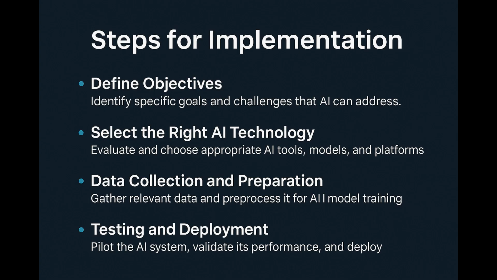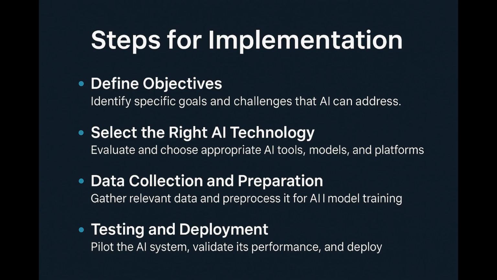Step 2. Model selection and training. After you have the data, the next step is to choose the right AI model and train it using that data. Whether it's a machine learning model for predictive maintenance or a deep learning model for visual inspection, the key is ensuring it can learn effectively from the data. Step 3. System integration. Once the model is trained, it needs to be integrated into your existing automation systems like PLCs, SCADA, or MES. This is where AI makes its impact by enhancing real-time decision-making.